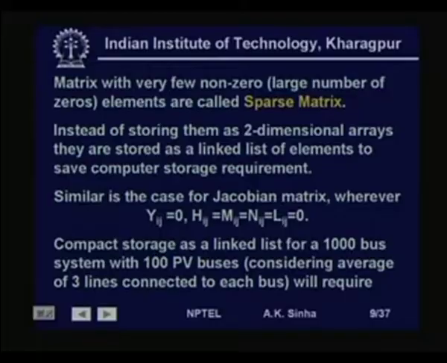Such kind of matrices which have a very large number of zeros in them are called sparse matrices, and knowing this property of the Y bus of the system, we try to take advantage of the sparsity of the Y bus matrix in solution of the power flow problem. Let us see how we do this.